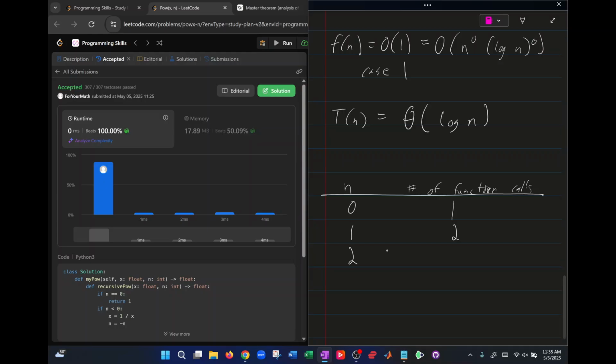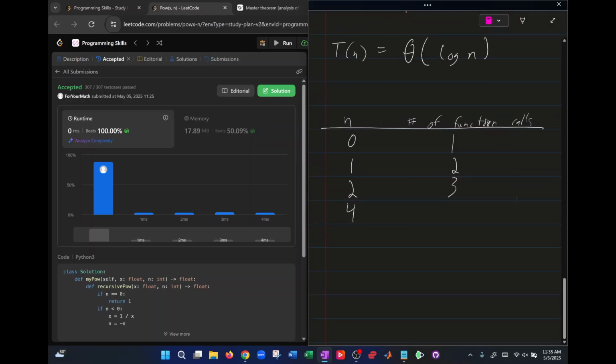Then again to go from, oh, no. Okay, you call it the first time to go from exponent 2 to 1. Then you call it again to go from exponent 1 to 0. And then you have to call it that final time using exponent n equals 0. So this is 3 function calls.